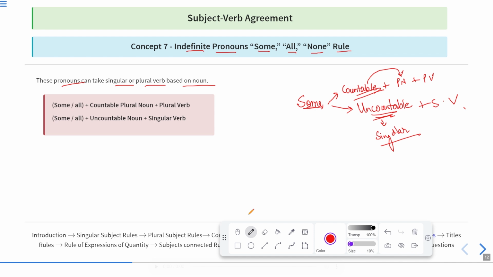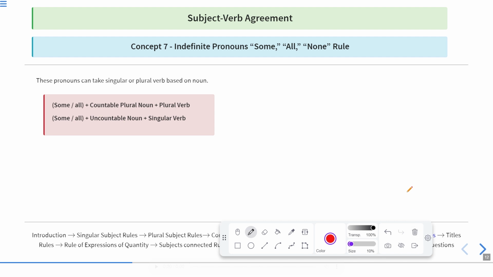But if the word some is used with a countable noun, obviously some refers to more than one of something, and in that case, the plural noun and plural verb will follow the word. For example, if the word is some or all, and they are used with countable nouns, the noun should be plural and the verb will be plural. But if some or all are used with uncountable nouns, these are always considered singular and they will be followed by a singular form of verb.